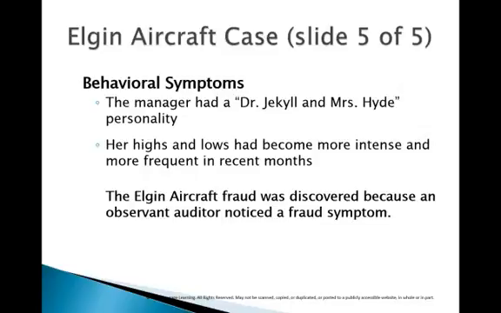And the only reason that Elgin happened to be discovered was a tip from an external auditor who was concerned about some of the things that he had seen. So even though all these symptoms were there for others to see, it took an external auditor to question what was going on.